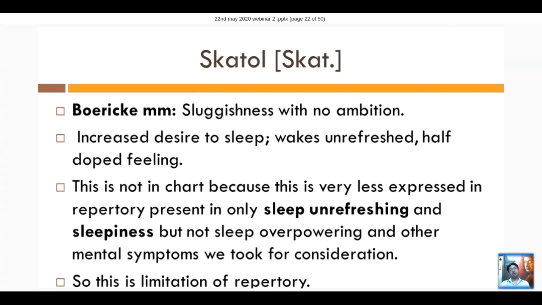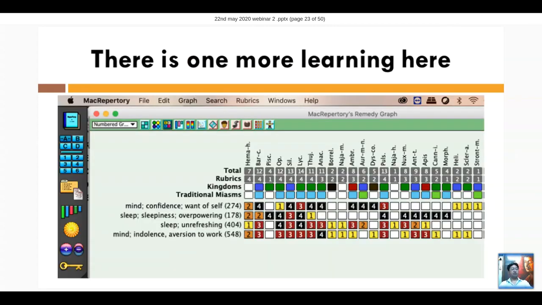So this is the limitation of the repertory, and this is the limitation of our understanding, that we don't know when to prescribe a polycrest and when not to prescribe a polycrest. These are very important things to understand. Now look into this chart again. There is one more thing to learn from this repertorization chart.